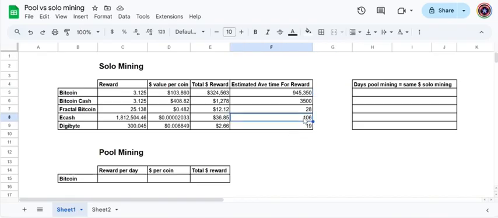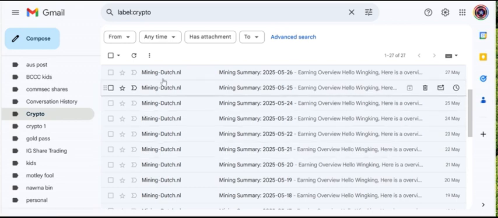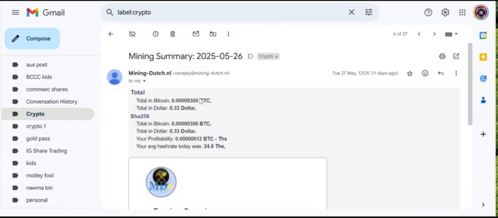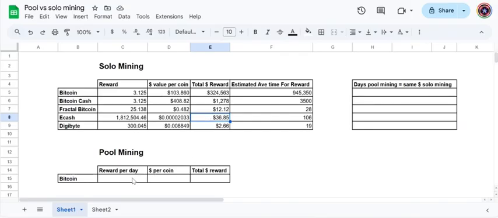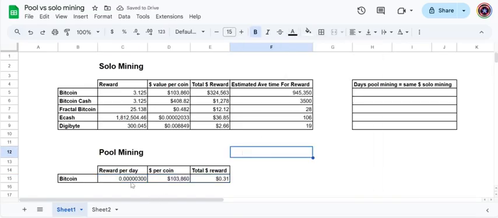All right, now the next thing we're going to do is look at pool mining. Now I have one of the Avalons set up to pool mine, and we're going to go through how much on average we pool mine per day. So the beauty with Mining Dutch is every day they send you a result of how much you've been mining. And on average, I've been getting roughly 30 to 33 cents per day, 0.000300 Bitcoin per day. So let's plug that in here. We can put the reward in. Now we know the dollar value per coin, and that's roughly what we earn per day, roughly about 31 cents per day. Not too bad for the little Avalon there.